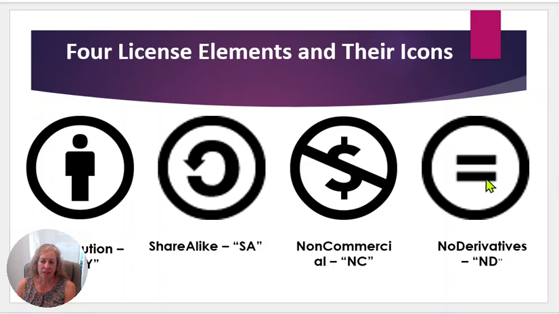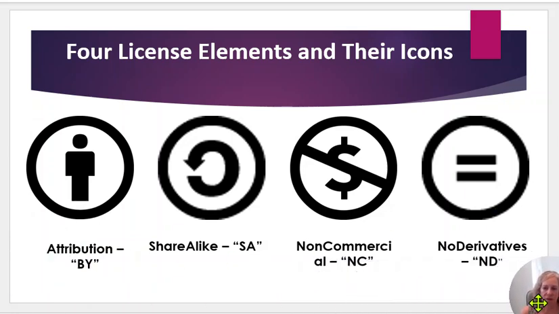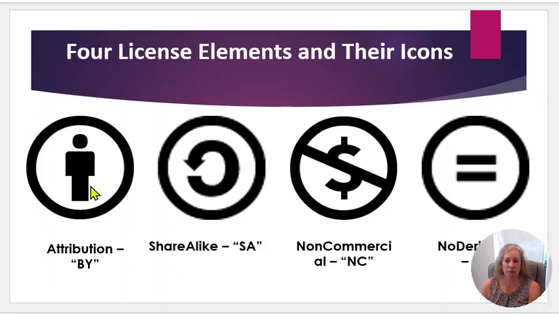And then the equal sign that's in the circle means no derivatives. This means adaptations of the work cannot be shared. So only sharing in the original form is allowed. So one cannot modify it, add images, and share that with others. So for educational purposes, the first three license elements are really good choices for open educational resources.